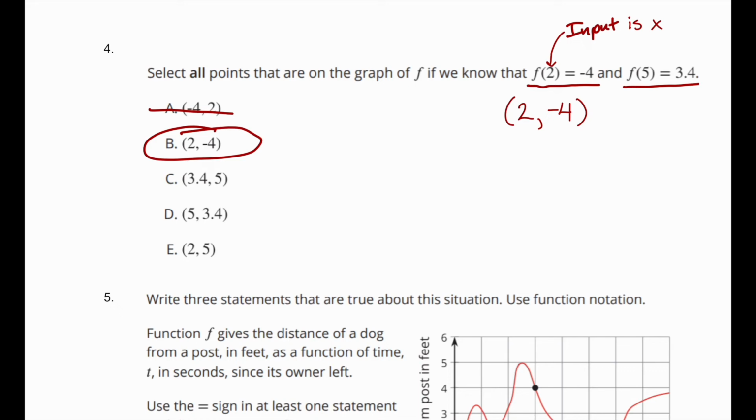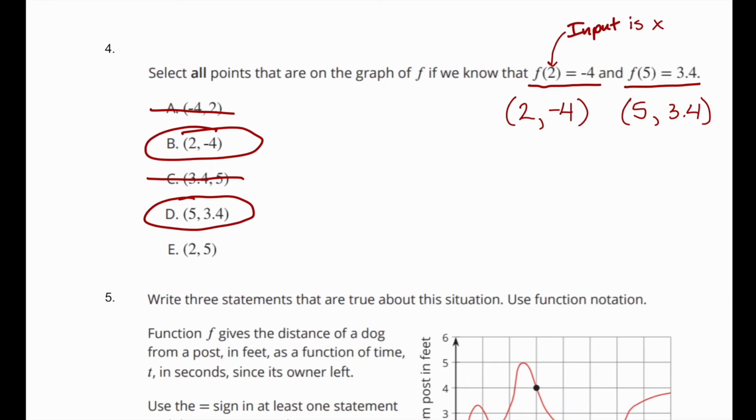We're going to do the same for f of 5. 5 is the input value, so it's our x value, and the output should be 3.4. So now I'm going to look over at my choices on the left and find 5 comma 3.4. That looks like it's choice D. And we are not going to use C because, again, it's the reversed version. E, this option is giving you the two input values as an x value and then a y value, so it's also not correct. So it's just B and D.